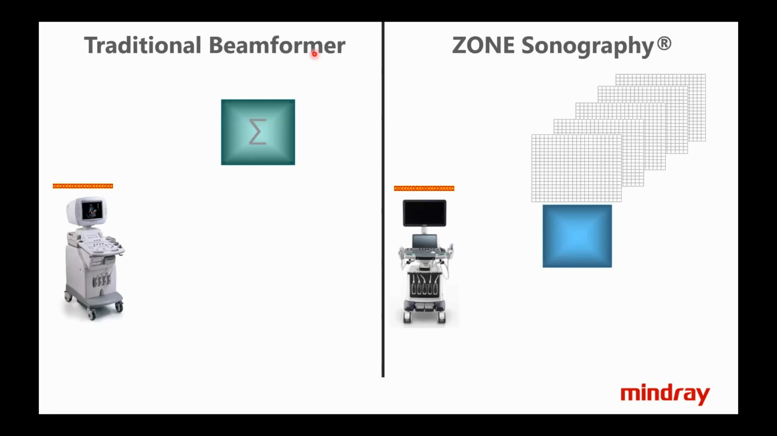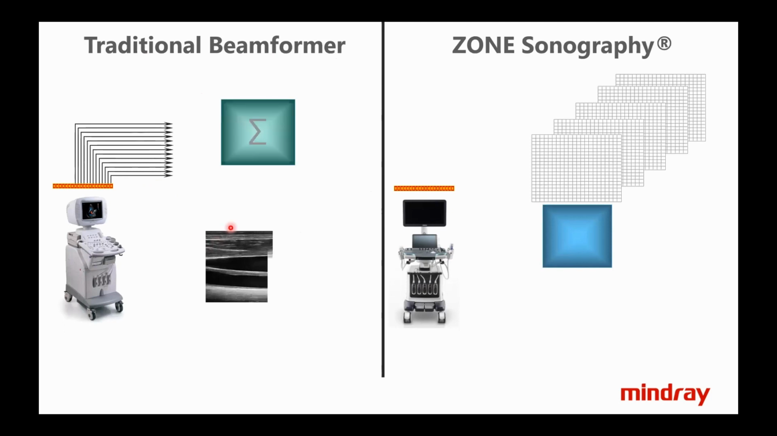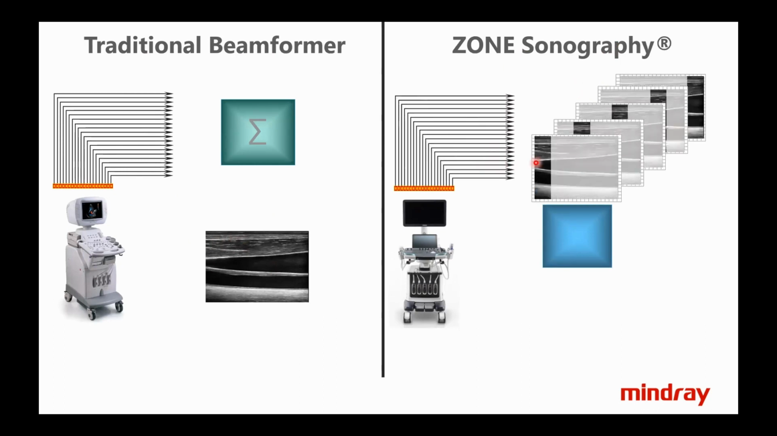Okay, let's see this. On the left side, this is the conventional beamformer. You can see here, what happened? The image is recognized line by line. But with zone sonography, you can see it starts by the first image here, then the second one, then the third one, till the image is recognized. So that is the difference between traditional beamformer and zone sonography.